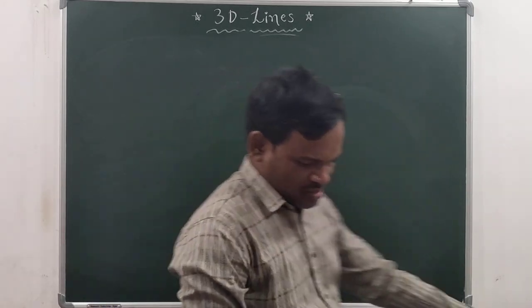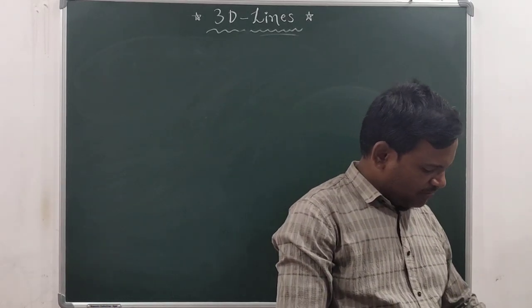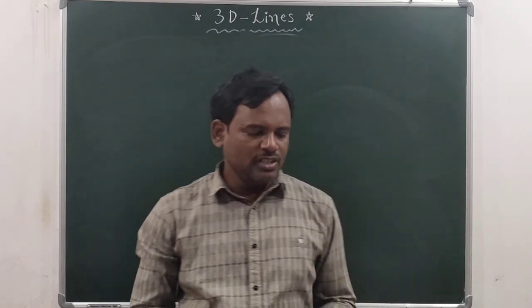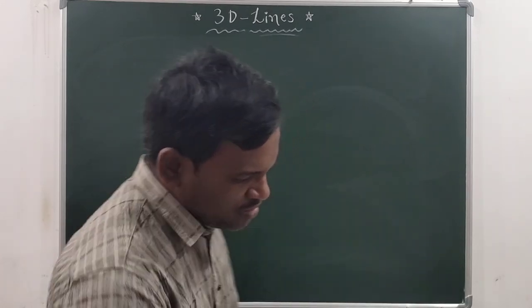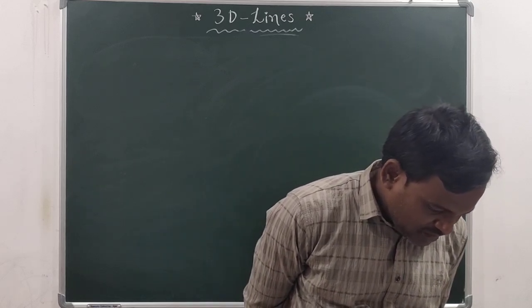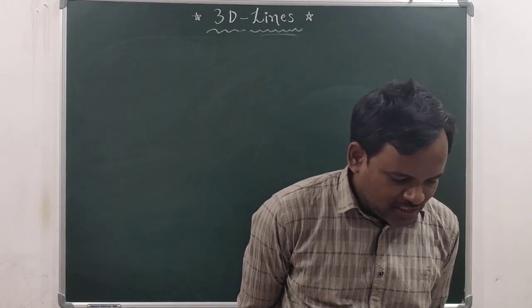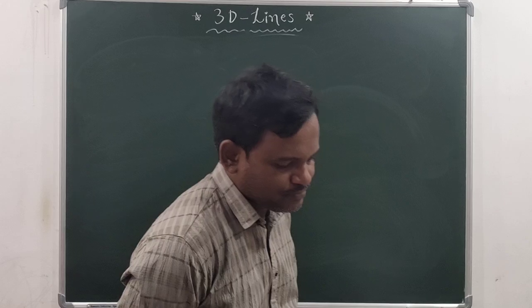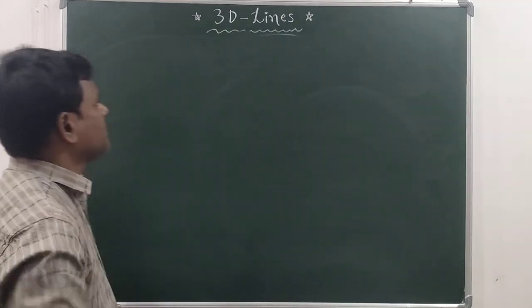See students, see one line. Two lines will be given to you. Whether these two are coplanar lines or not, how do you check it?